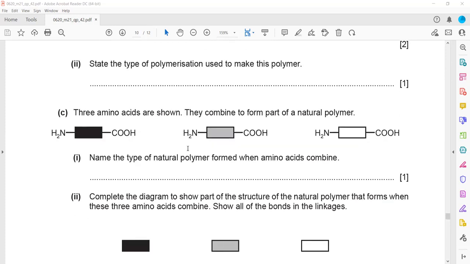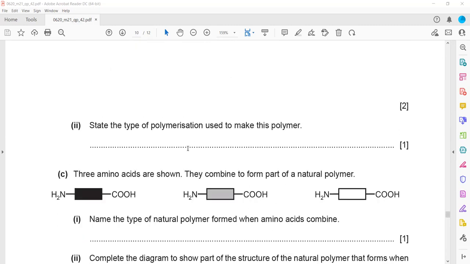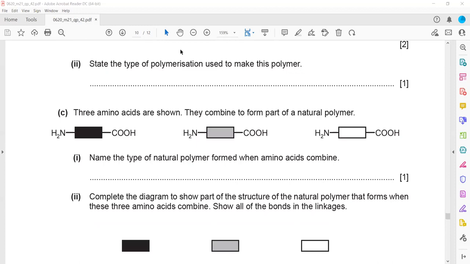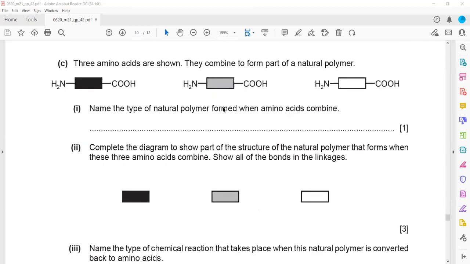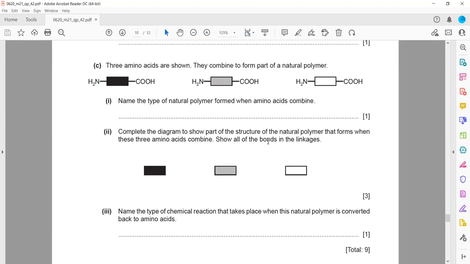Then state the type of polymerization used to make this polymer. What kind of polymerization is this? Whenever we have a monomer, an alkene is there. So the type of polymerization is known as addition polymerization. If it was like alcohol and carboxylic acid or amine and carboxylic acid, then it will be condensation polymerization, where a water molecule is released. But in addition polymerization, the small molecules, the monomers, join to form a long chain compound, and monomers always include an alkene.